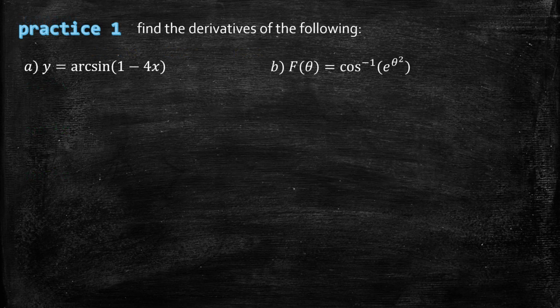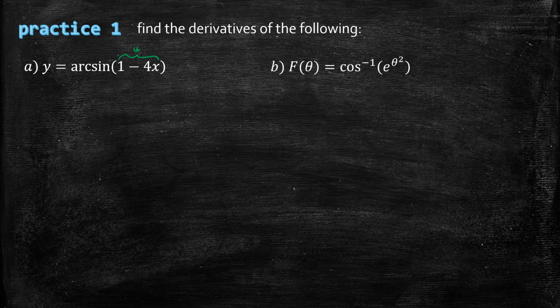So for our first practice problem, we're going to find the derivatives of the following composite functions. For that purpose, why is this a composition of functions? It's because we have an inner function here. Let's call that u. If I told you x was a value, you'd have to multiply 4 by it and then subtract it from 1. So that's the inner function, and arcsine is the outer function.